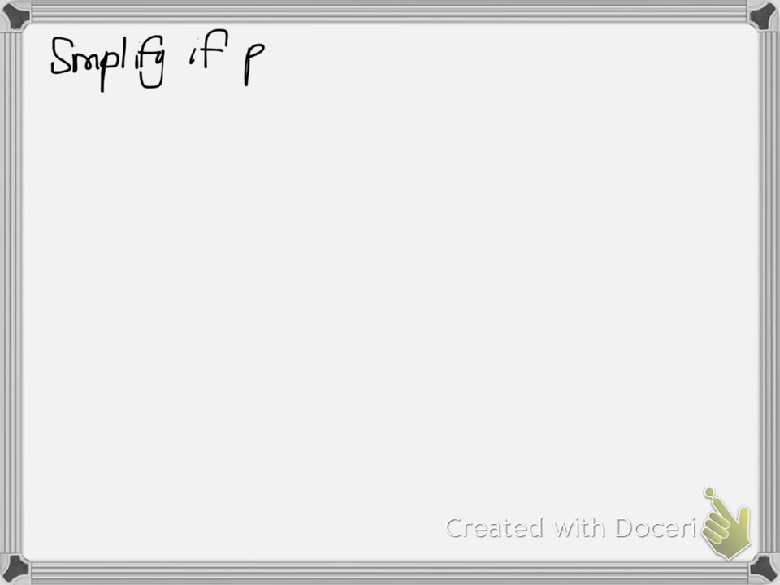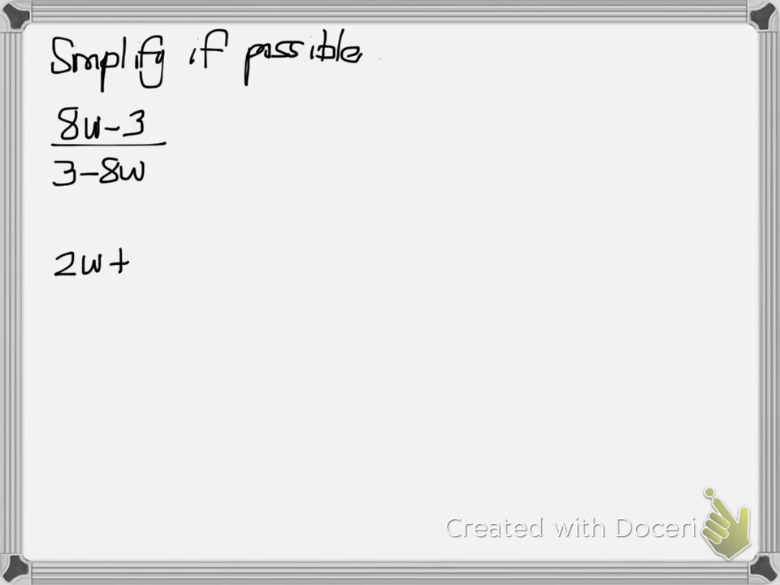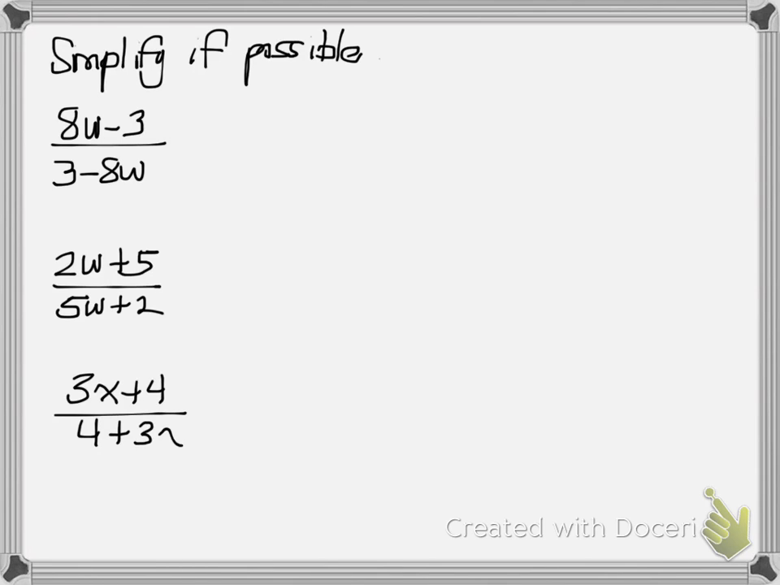I really like these to explain because they're easy. Once you understand them, they're real easy. Okay, so you were given 8W minus 3 over 3 minus 8W. And you were given 2W plus 5 over 5W plus 2, and then I added 1, and I said, let's look at 3x plus 4 over 4 plus 3x.